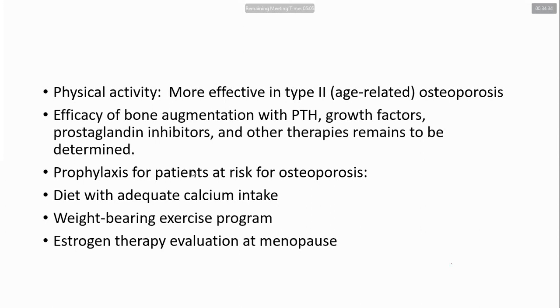So the prophylaxis should be given for at-risk people for osteoporosis, as I told you earlier. Any postmenopausal lady or any elderly with low energy fractures, they are at risk people. So you should be supplementing them with all these anti-osteoporotic treatments. Okay, they should be taking a diet with adequate calcium intake, and people with hormone replacement therapy.